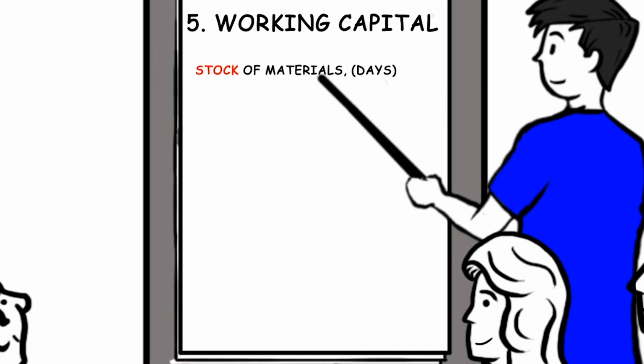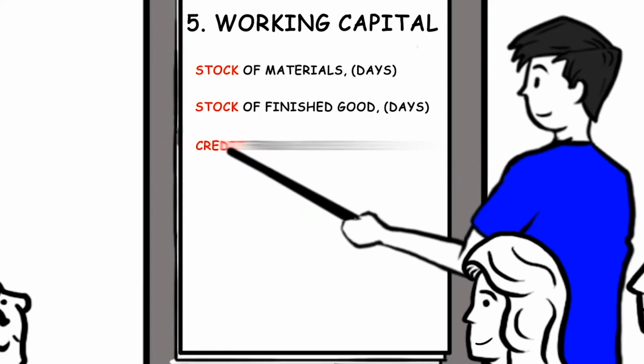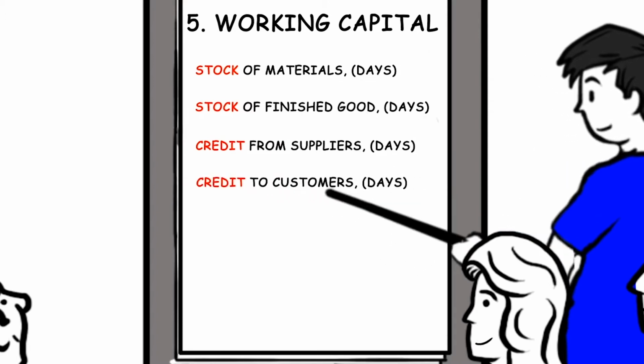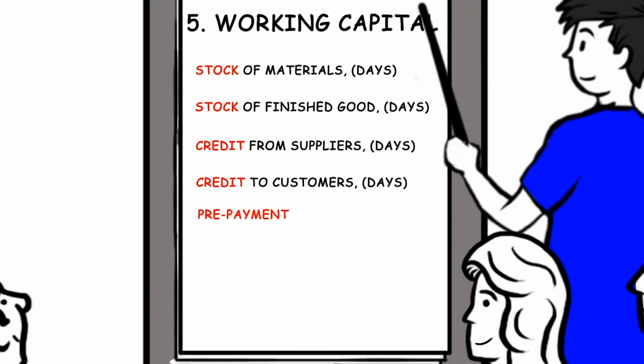For how many days of operation do you need raw material on stock? For how many days of operation do you need finished goods on stock? How many days after delivery of materials can you owe your suppliers before you have to pay them? How many days credit do you give your customers? Also, how much do you need to pay in advance to your suppliers, and how much do your customers pay you in advance?